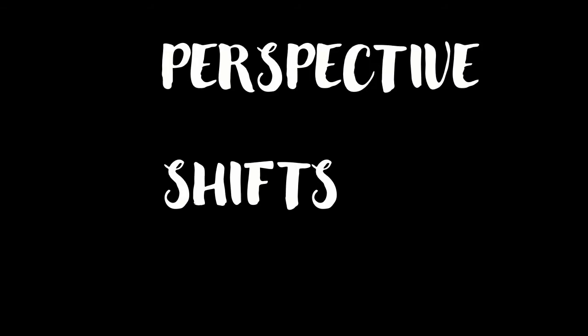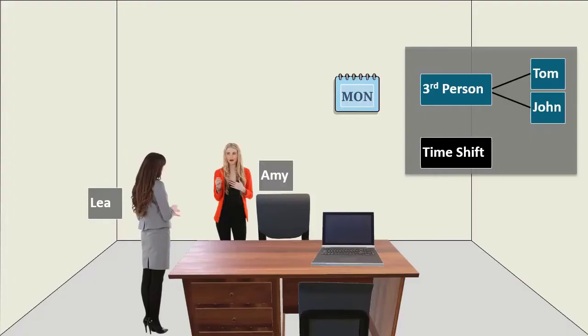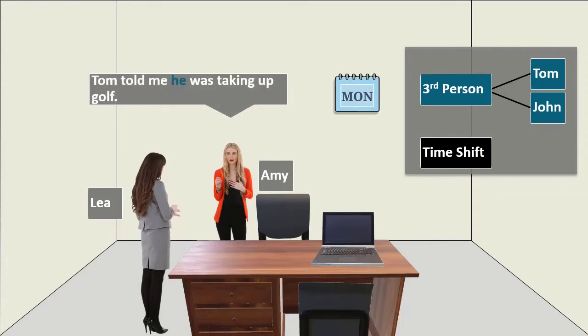In a related situation, Amy is talking to Leah about her client, Tom. Tom had told her before that he was taking up golf. Now, Amy doesn't play golf, but one of her colleagues does. She proposes to Leah, her boss, that John should take Tom out for a game of golf one of these days. He, Tom, loved the idea, so Amy said she would get back to him by Wednesday, in 2 days' time.